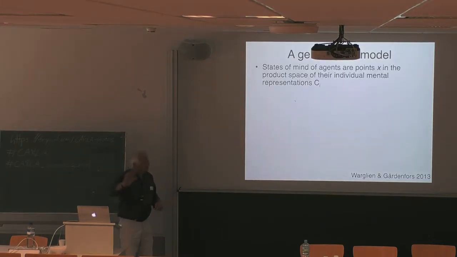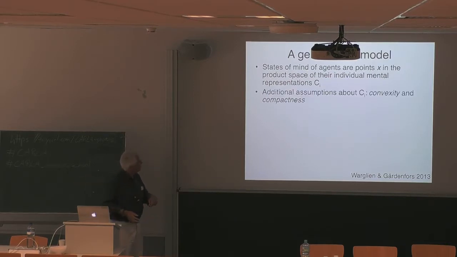I don't want to spend time on this because it's a bit of mathematics. But now we don't assume that we have the same space. They can have different spaces. It doesn't have to be the same. We only assume that these spaces are convex and compact. Don't bother. If you know the math, it's okay. If you don't, it doesn't matter very much. The product space will also be compact and convex.